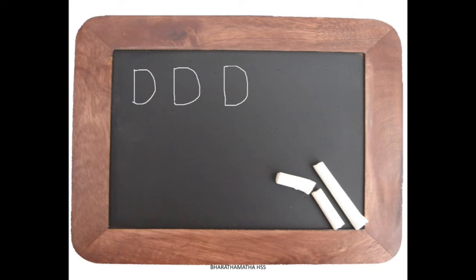Okay, children? Now come on, let's write small d. A curve and a standing line is small letter d. A curve and a standing line is small letter d.